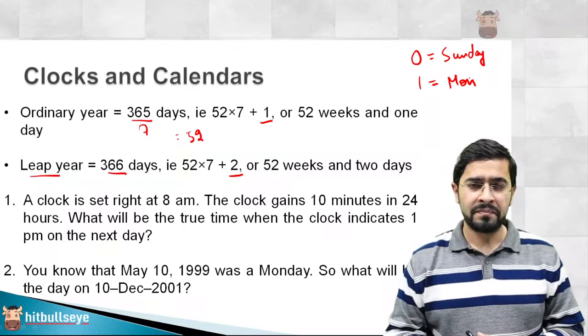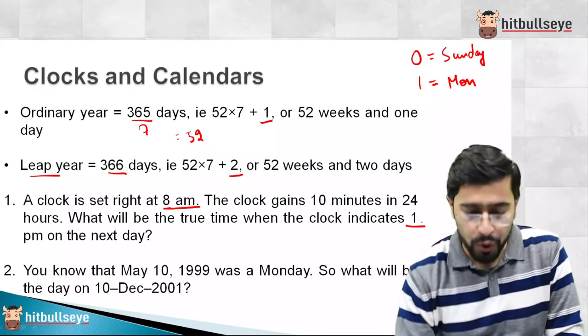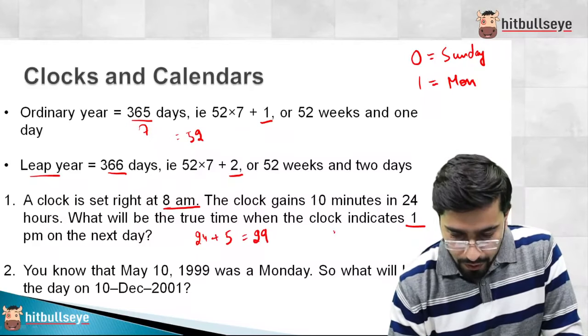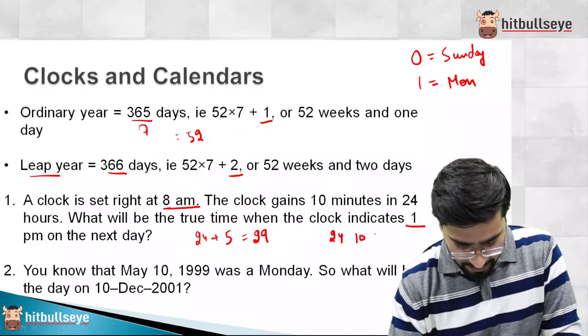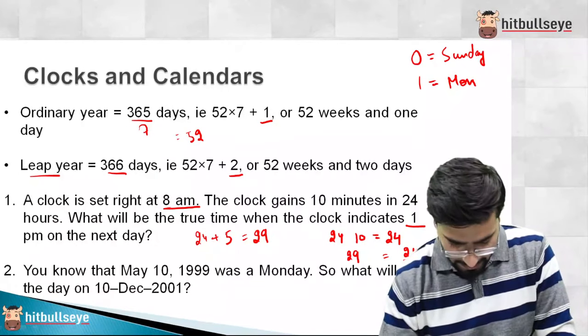So yes, I'll start doing it. From 8 a.m., when it is set right, to 1 p.m. the next day means 5 hours extra. So 24 plus 5 hours is 29 hours. So 24 hours and 10 minutes of this clock means 24 hours of the correct clock. So for a total of 29 hours, the difference comes out to be 1 by 6 into 29.